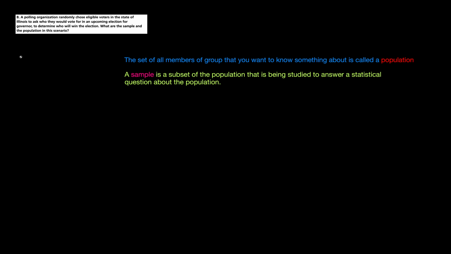So what are the sample and the population in this scenario? The population, again, is Illinois eligible voters. So the population is all the voters in Illinois who are eligible to vote. The sample is all the people the polling organization asks about their voting plans. The people selected by the polling organization are a subset of the voting population, because they're not getting everybody in the population, they're selecting certain people. This is going to be your sample.